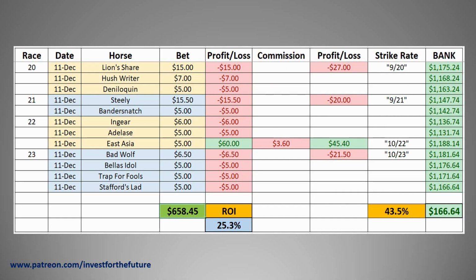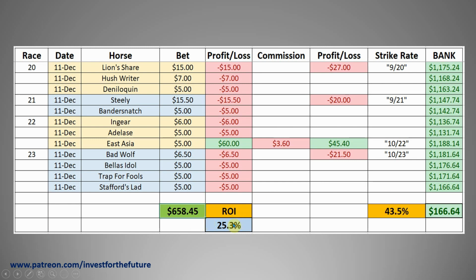Last Saturday, we had four races in which we invested our money, only found success in one of them, however. And so our return on investment has dropped down now to 25.3%, and our strike rate with 10 out of 23 is now at 43.5%. Profit of $166.64 on an investment of $658.45.